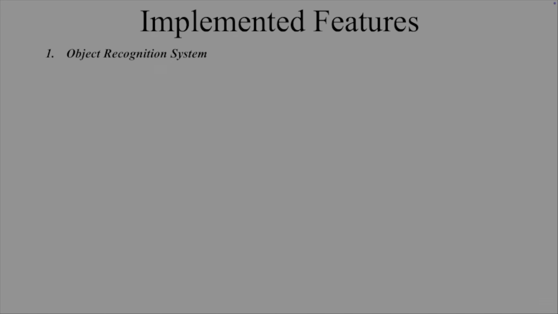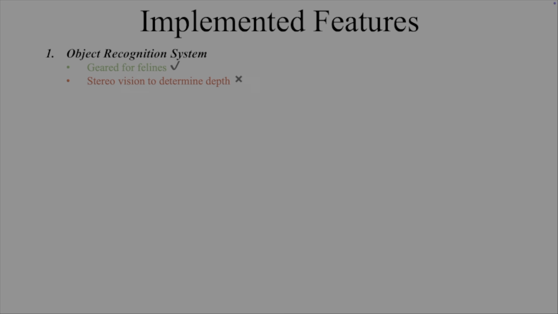The object recognition system, we implemented it, kind of. We did make it geared for felines. However, we didn't actually get to implement the stereo vision as we intended. We used YOLO V4 Tiny to detect a cat, and of course we were detecting this bust here. We did it pretty well with YOLO V4. But the stereo vision producing the disparity map came out a bit too noisy in order to use the Z value.